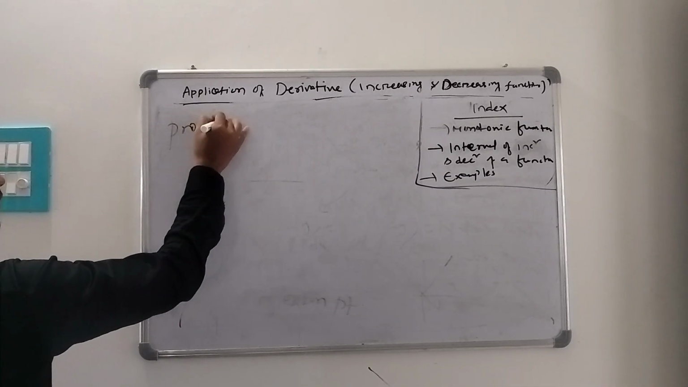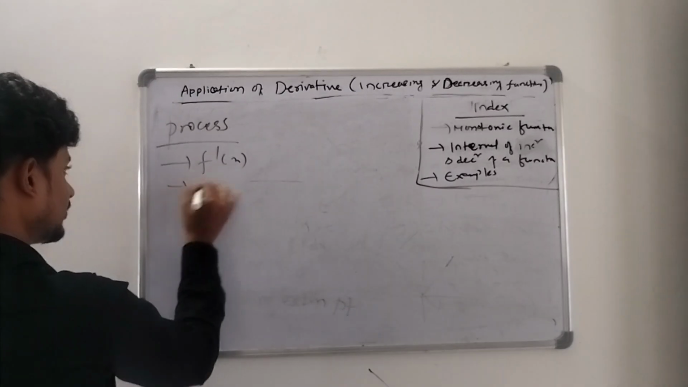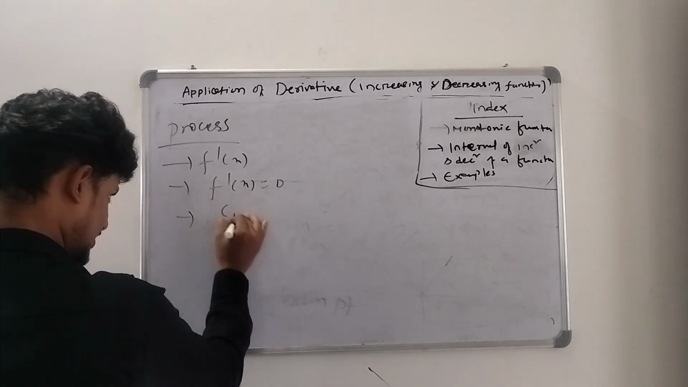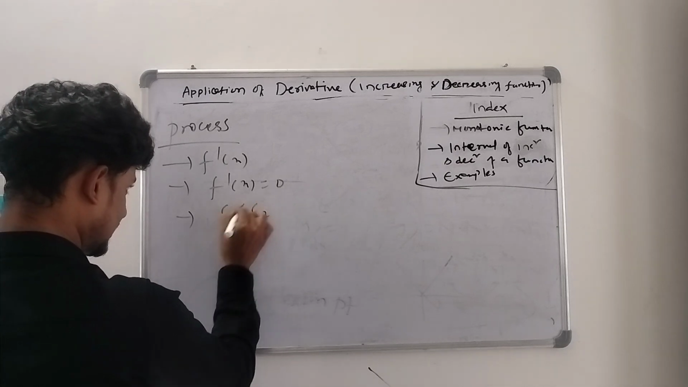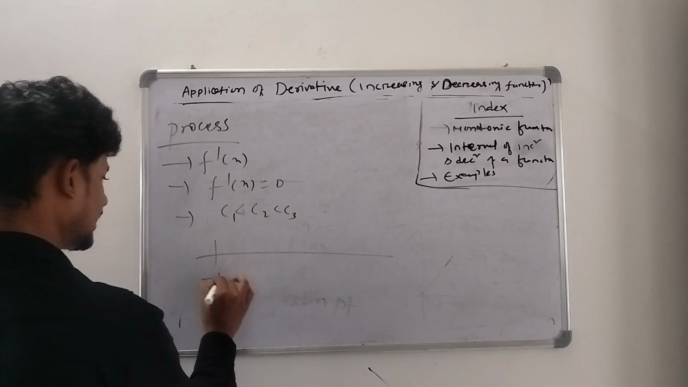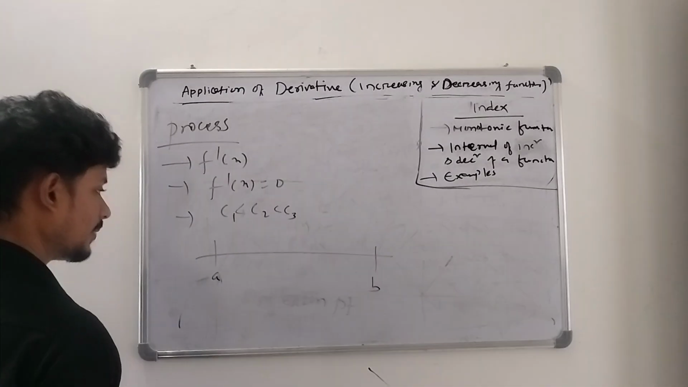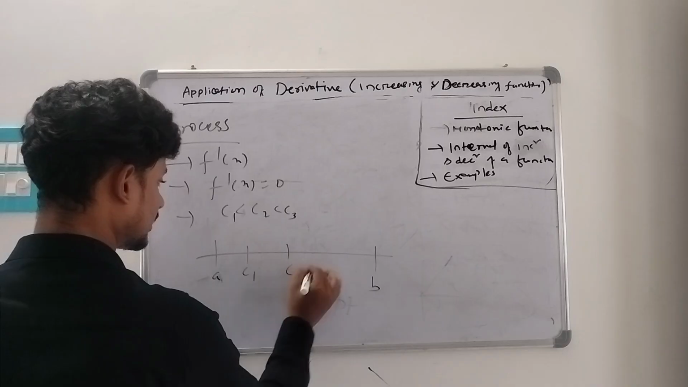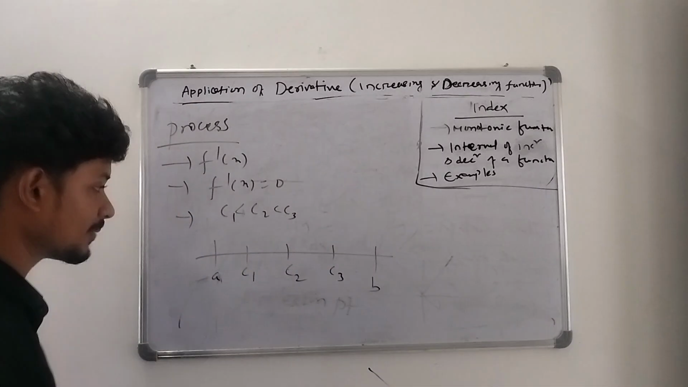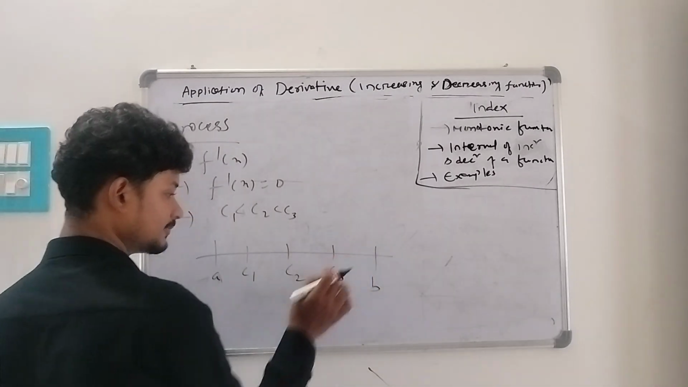First find f'(x), then put f'(x) equal to 0 to find the critical points. Let C1, C2 and C3 be my critical points. Then we have to draw a number line including the domain, and locate the critical points C1, C2 and C3. So you have to check every subinterval.